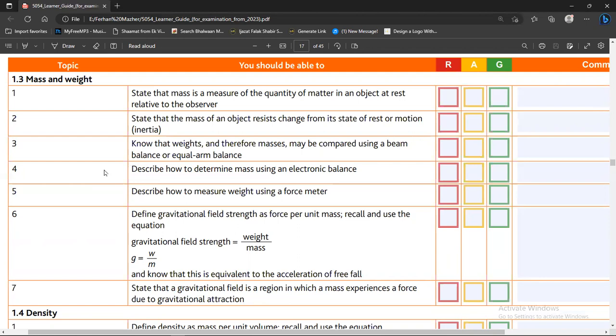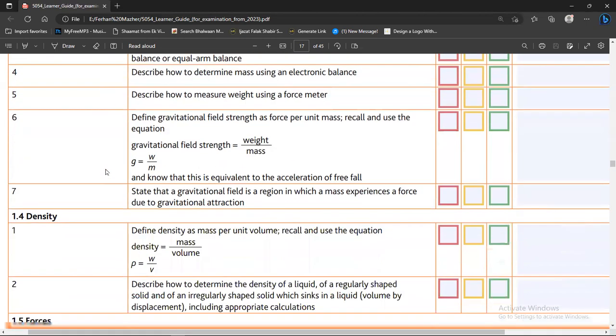Know that weights and therefore masses may be compared using a beam balance or equal arm balance. Describe how to determine mass using an electronic balance. Describe how to measure weight using a force meter.